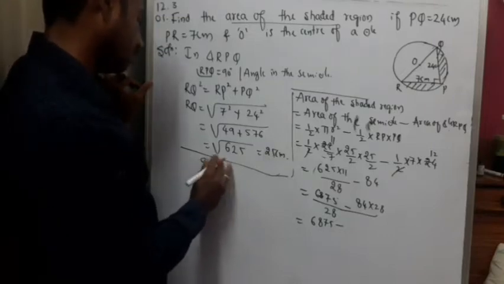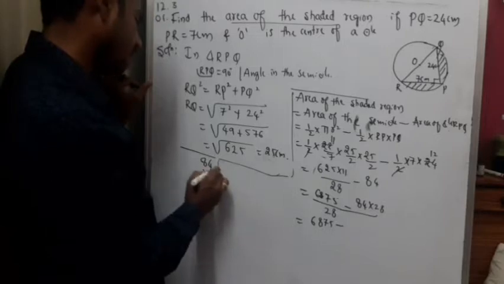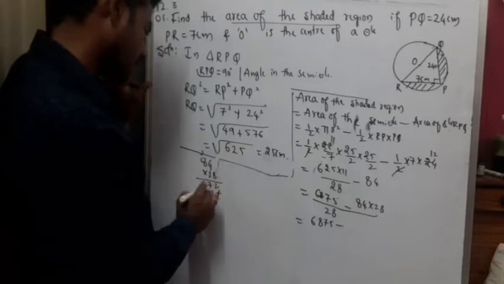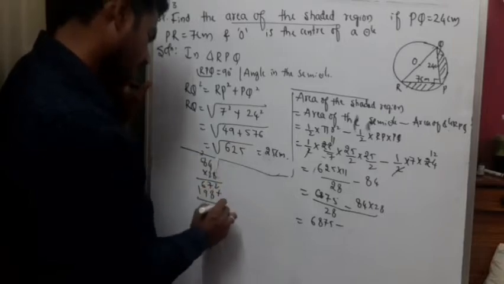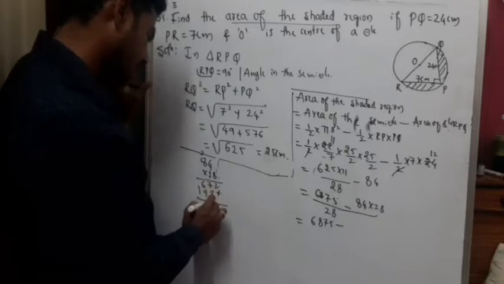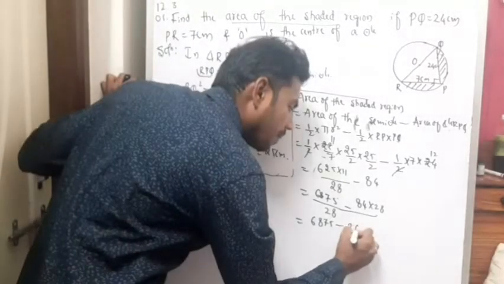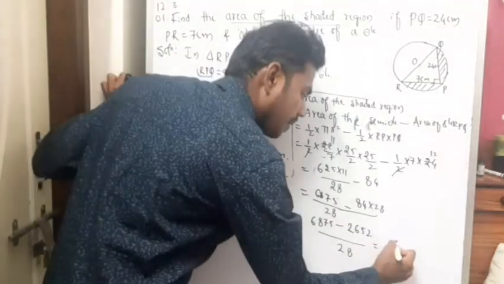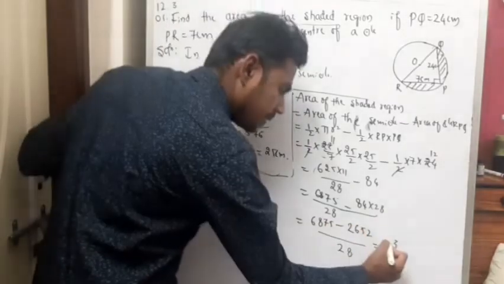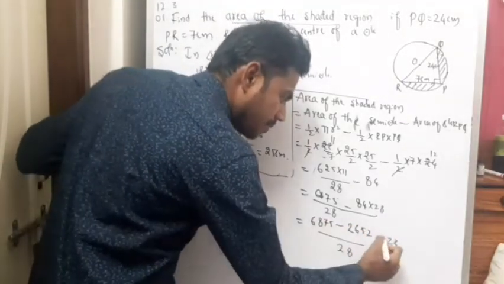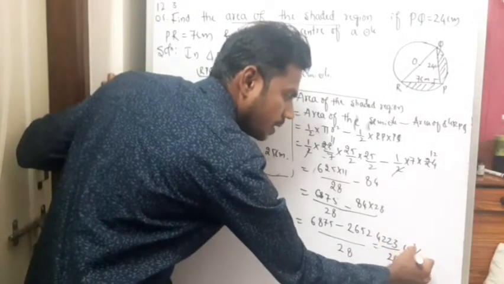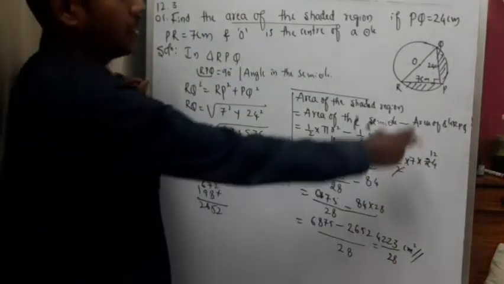84 into 28, how will we do it? 8 4s are 32, 8 8s are 64, 67. 2 4s are 8, 2 8s are 16 plus 3, 19. 2652 divided by 28, which is equal to 5 minus 2 is 3, 7 minus 5 is 2, 8 minus 6 is 2, 6 minus 2 is 4, 4223 divided by 28 centimeter square. This is the area of the shaded region.